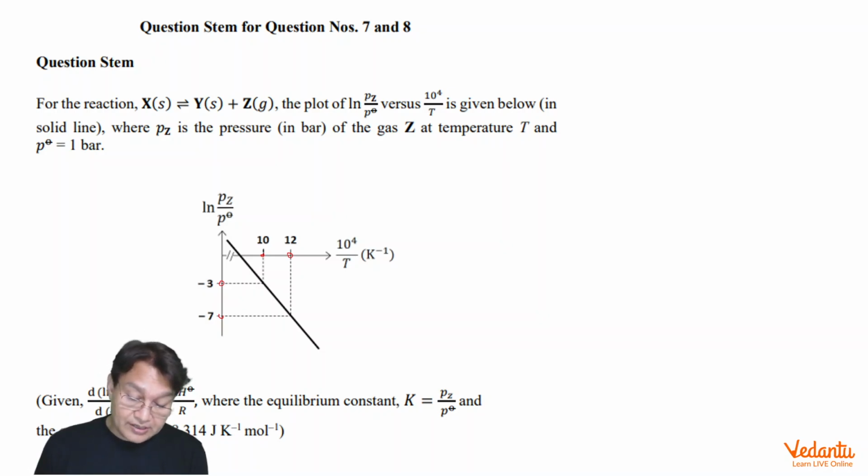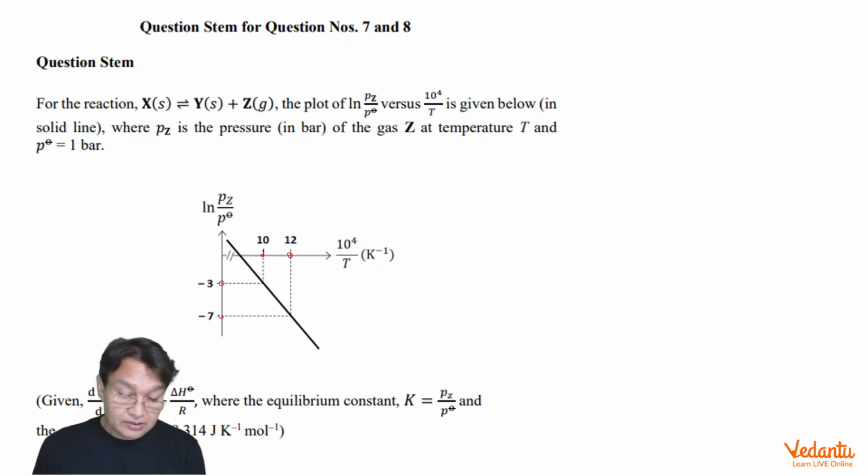In this question, an equilibrium is described. X solid is in equilibrium with Y solid and Z gas, and a plot of pressure of Z versus 10^4/T is given. And this pressure is the equilibrium pressure. Pz is the equilibrium pressure.